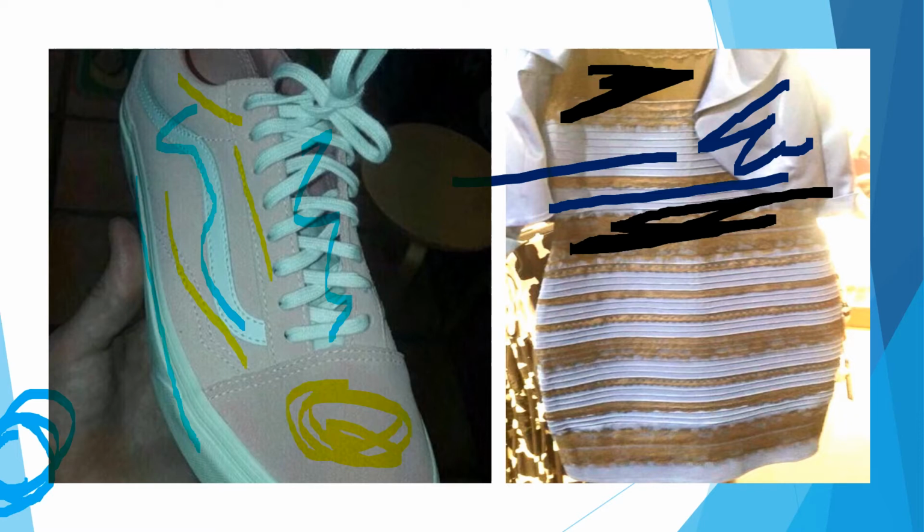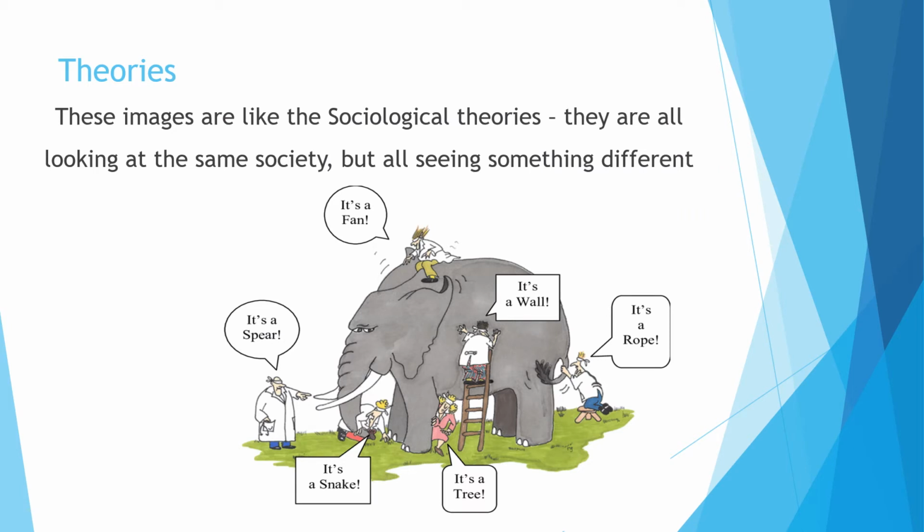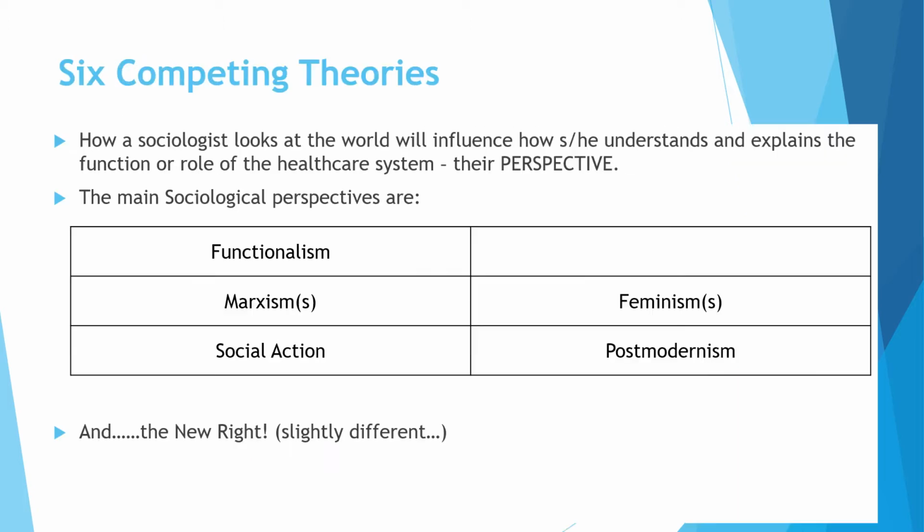These different views reflect a good interpretation of what sociology is. We will be looking at the same thing, but we see it in a different way. Sociological theories are all looking at the same society, but they see and interpret it differently. As it says on this slide, all the theories are looking at the same thing, but they see it differently. Just like this image of the elephant, all these different people are seeing and interpreting it differently because they're not looking at the whole picture as a group.